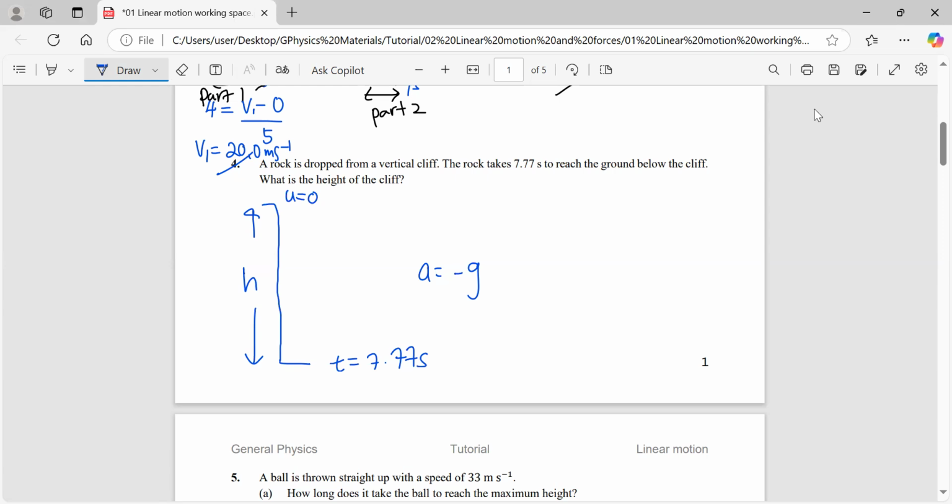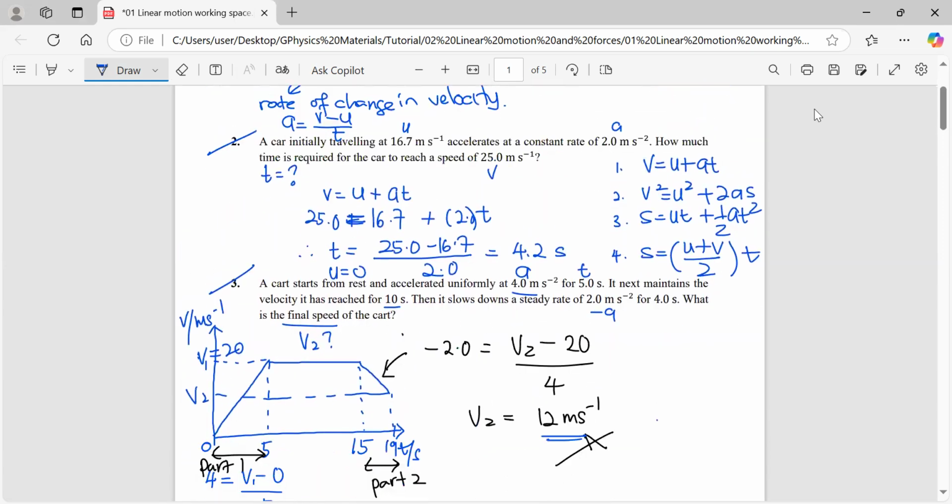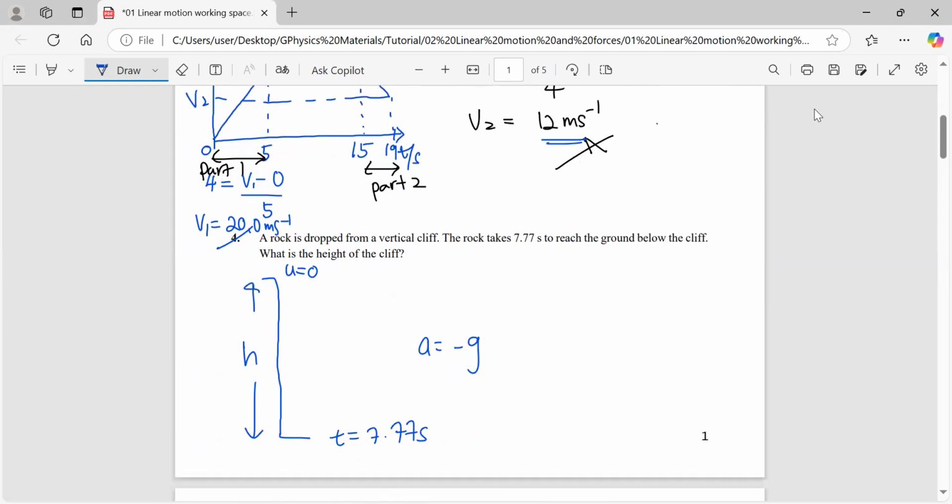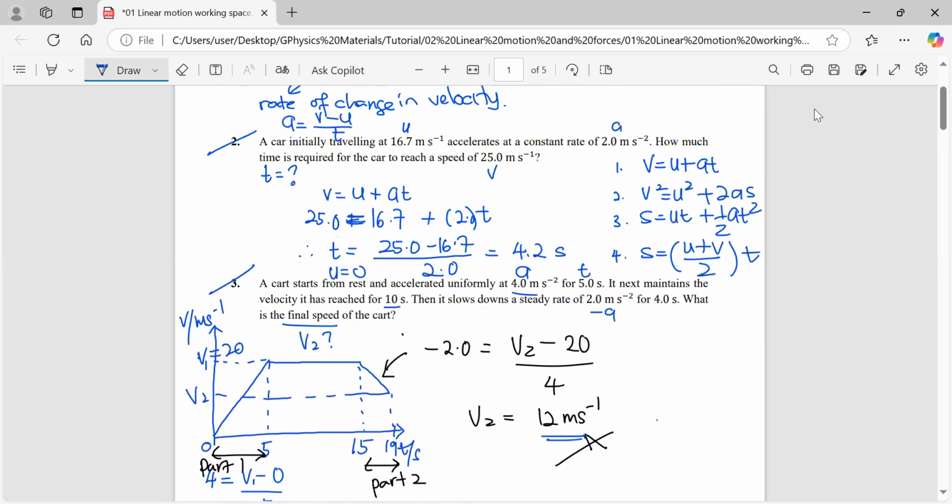So we want to find the maximum height. Which formula can I use? Looking at the formulas, we want the height, so obviously equation 2 and equation 3. But for equation 2, I don't know the final speed. Acceleration we know, initial speed we know, the distance we can find, but we don't know the final speed. So there is not enough information to solve the problem this way.